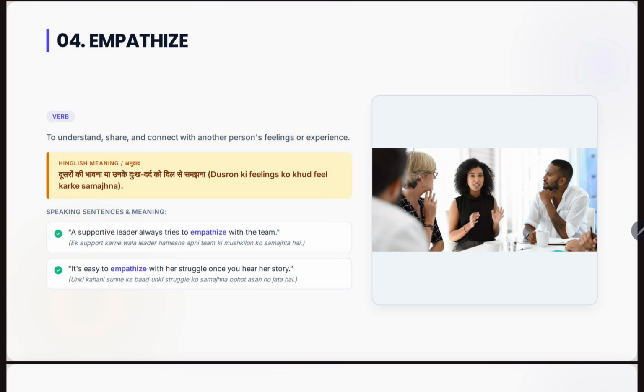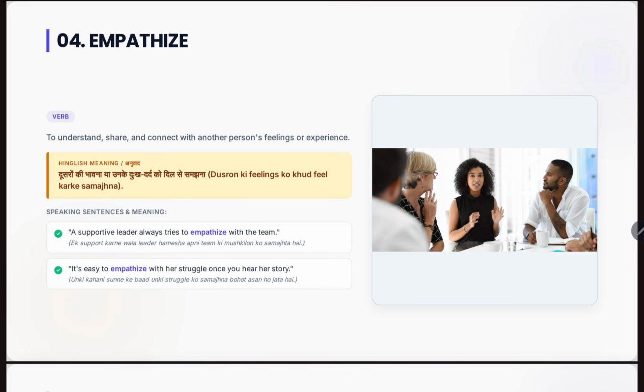empathize. What is empathize? What does it mean? To understand, share, and connect with another person's feeling or experience. Okay, here is the example. A supportive leader always tries to empathize with the team. A supportive leader understands whatever the feelings, whatever the problems of the public. This is a very important quality of a leader.